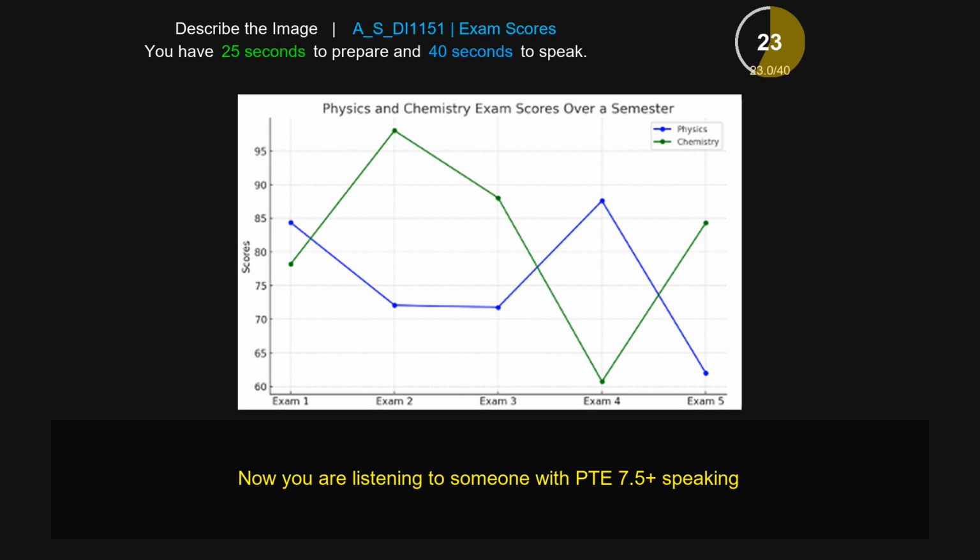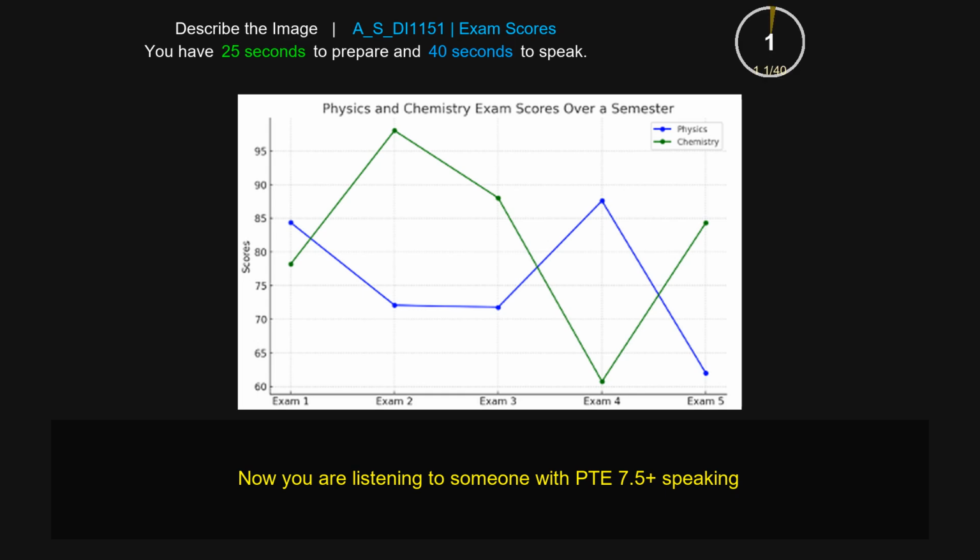In the given graph, exam 2 of the chemistry has the highest score and exam 4 of the physics has the highest score, but exam 4 of the chemistry has the lowest score and exam 5 of the physics has the lowest score. And overall, this image is about the physics and chemistry exam scores.